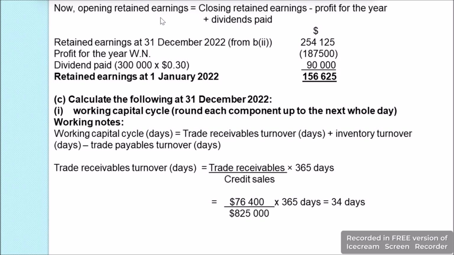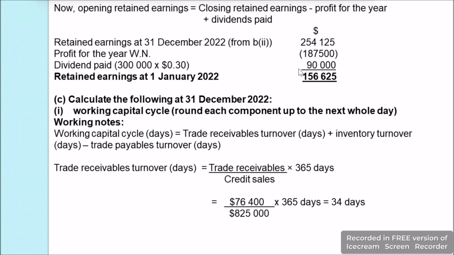Now as we have all the information, we will find the opening retained earning using the formula which I stated previously, that is opening retained earning is equal to closing retained earning minus the profit for the year plus the dividend paid. So we'll start with the retained earning at 31st December 2022, which will be the closing retained earning at the end of the year, and we have calculated this in part 2 of the question as $254,125. The profit for the year, which we have calculated in our working notes as $187,500, has to be subtracted based on our formula. And the dividend paid: 300,000 shares were issued, and for each share it was 30 cents. So 300,000 times 30 cents gives $90,000, and this has to be added.